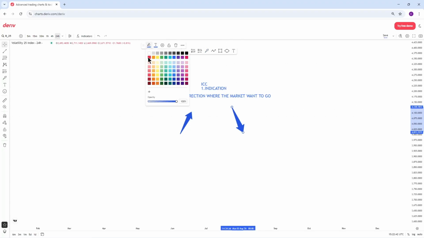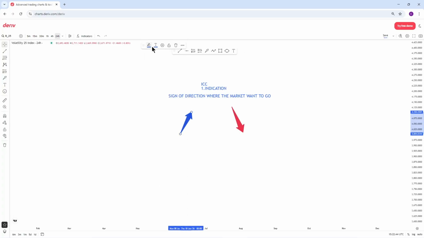So the indication area, just put this in. Say the market is ready to reach, that's how the indication is read: either buy or sell. So first, how do we spot this indication? First of all, we take it from our market structure.